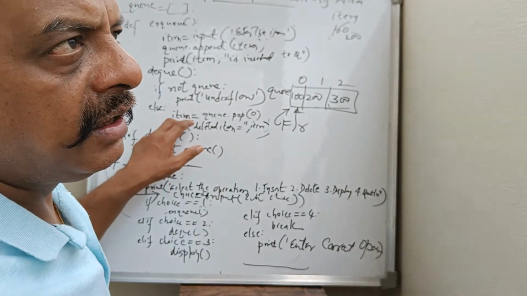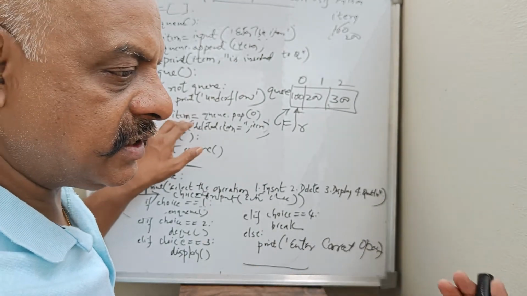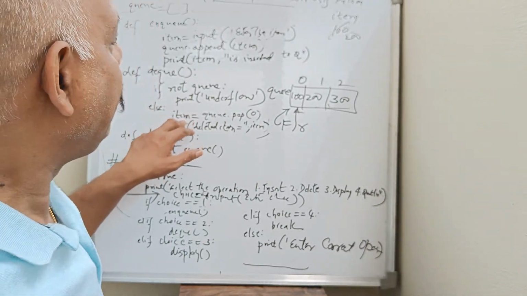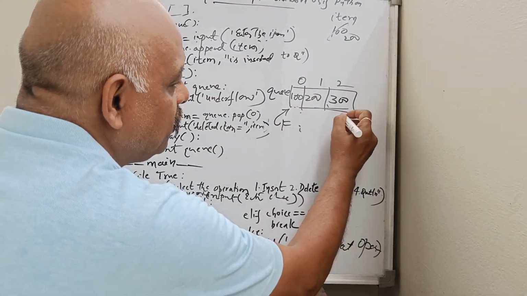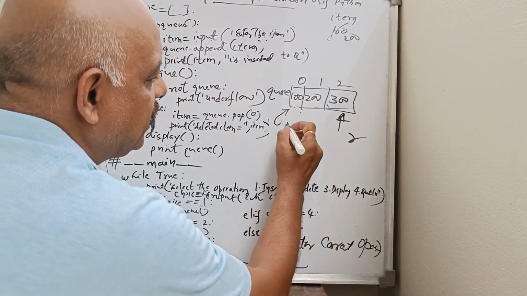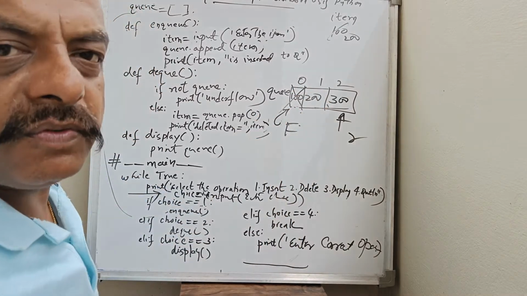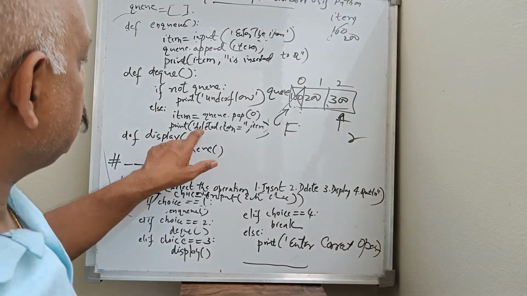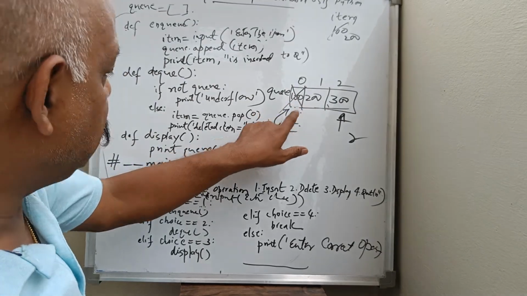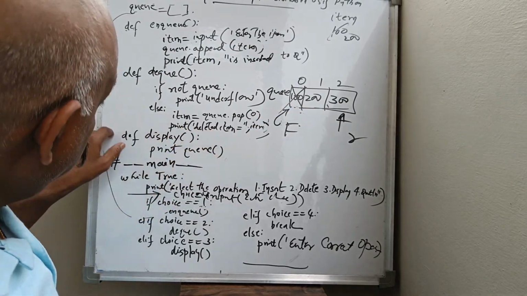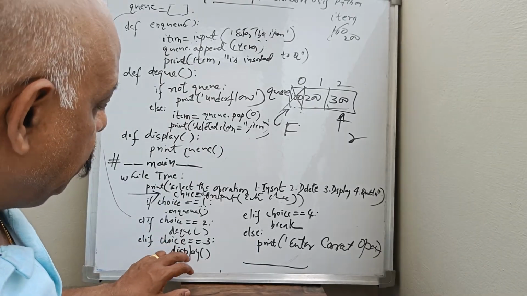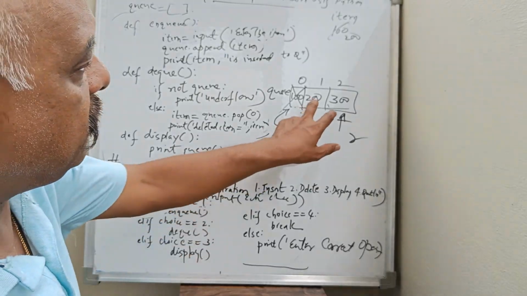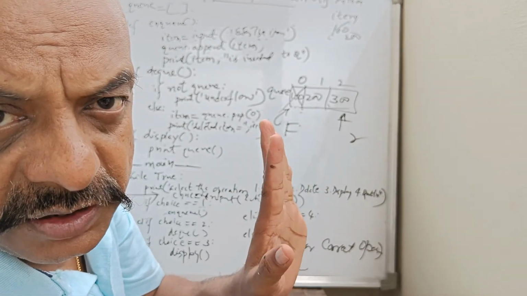It's just like a cinema queue. The first person takes the ticket and leaves the queue first, right? Here this is the rear and this is the front, so the element will be removed from the front. 100 will be removed, so the deleted item is 100. Now if you choose display, what will be displayed? 200 and 300 will be displayed.